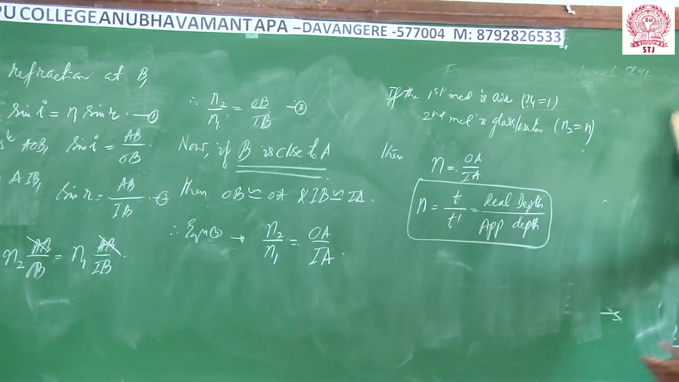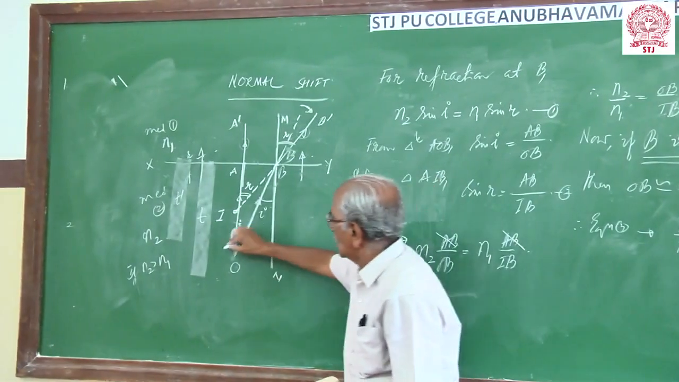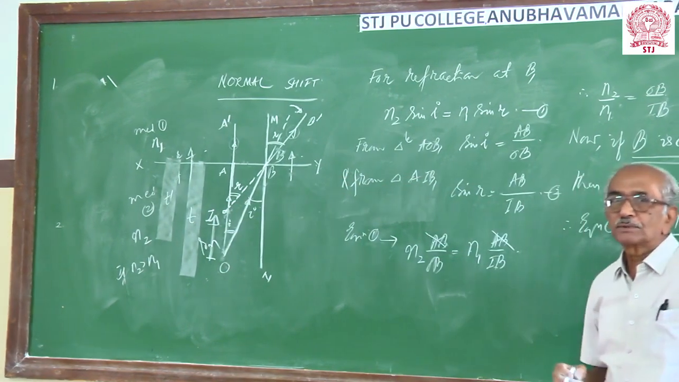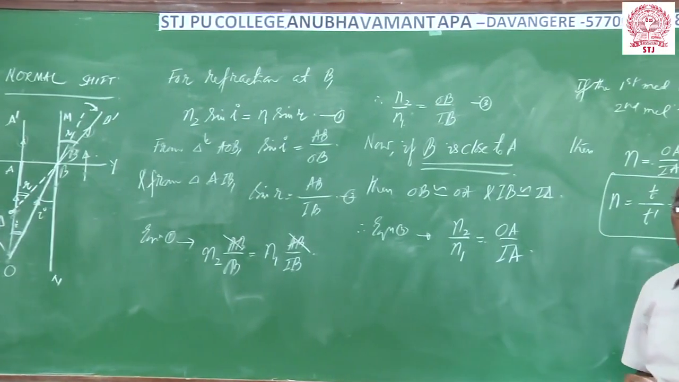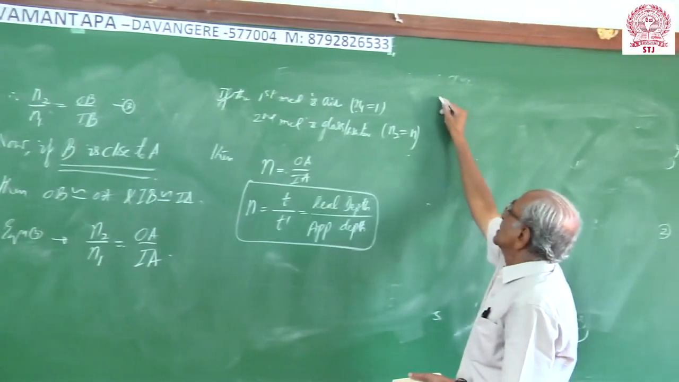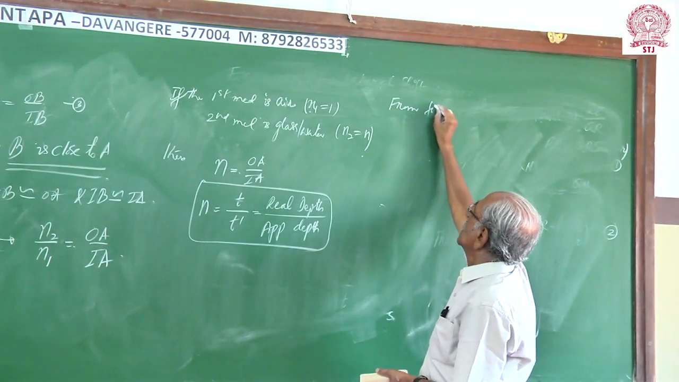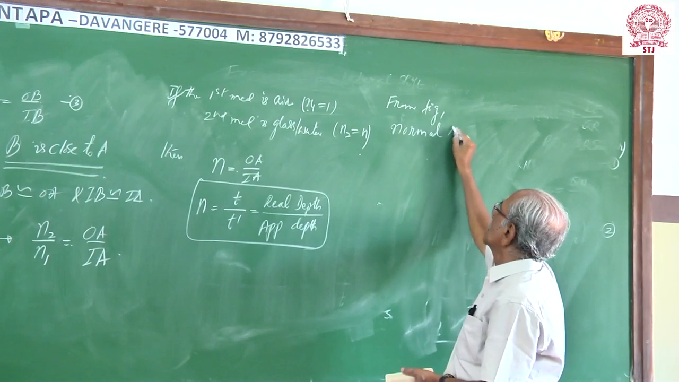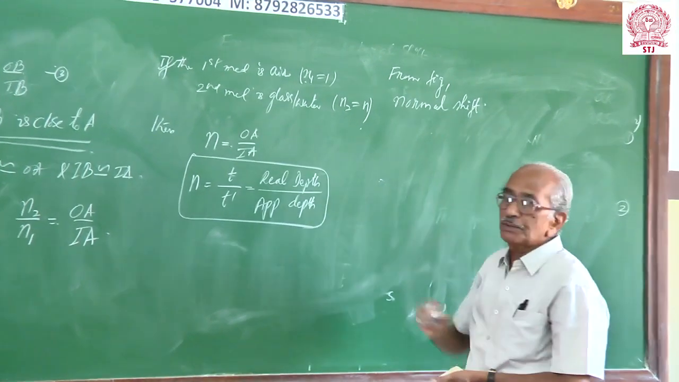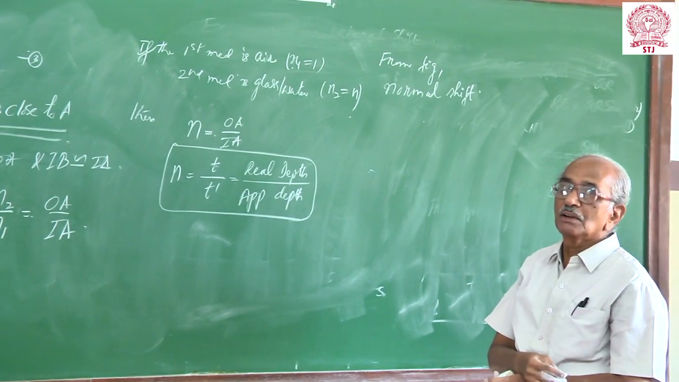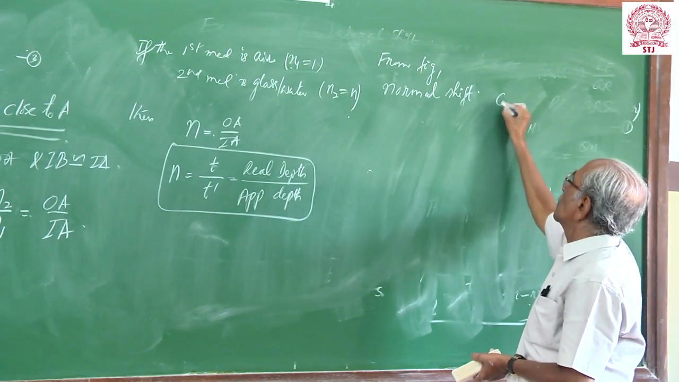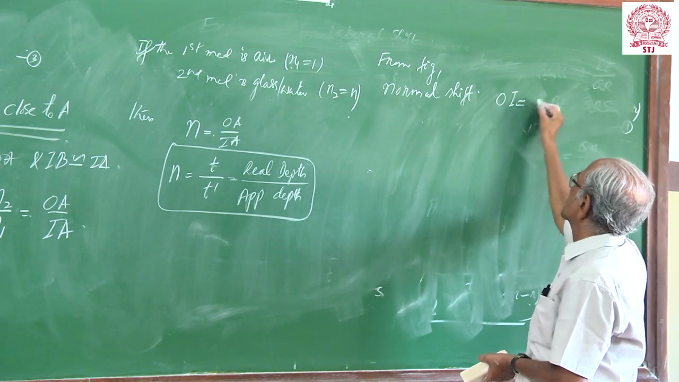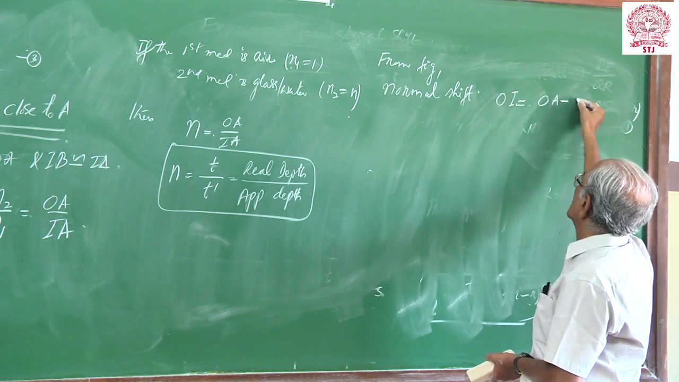Observe from the figure. That is, the shift in the position of the object, the image, from the figure, normal shift, that is the shift in the position of the image measured along the normal, is OI. Look at the figure, it is OI. That is expressed as object distance minus image distance.